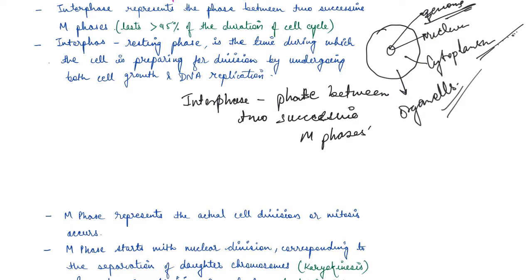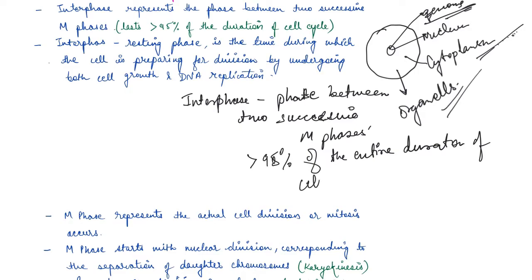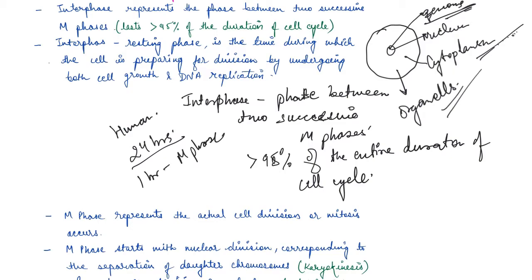So basically, out of the 24-hour cell cycle in humans, 1 hour is for the M phase, that is mitosis, and 23 hours is for interphase. Interphase is known as the resting phase. And what happens during the resting phase? At this time, the cell is preparing for division by undergoing both cell growth and DNA replication.